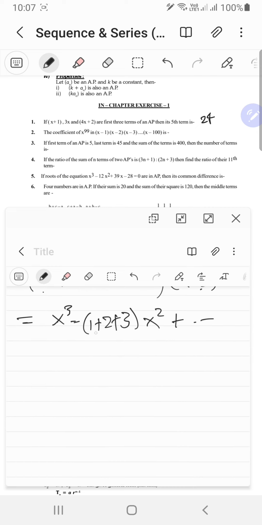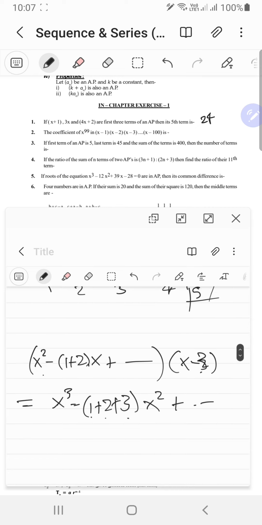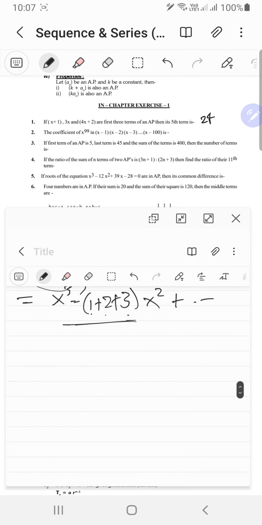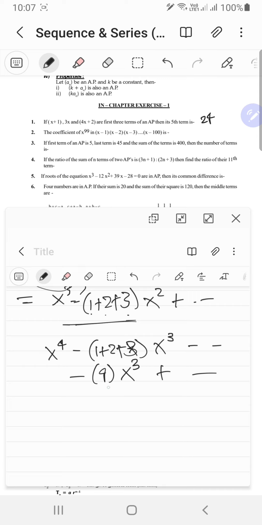So you see that the second leading term has the coefficient negative of 1 plus 2 plus 3. This was x minus 1 into x minus 2 into x minus 3, and you got this coefficient. You can similarly extend this to 100 terms. Just keep on going like this: multiply this thing by x minus 4, you will have x power 4 minus 1 plus 2 plus 3 x cube, plus so on, and then minus 4 x cube plus some other stuff. So once again, just plus 4 over there, and it keeps on going.